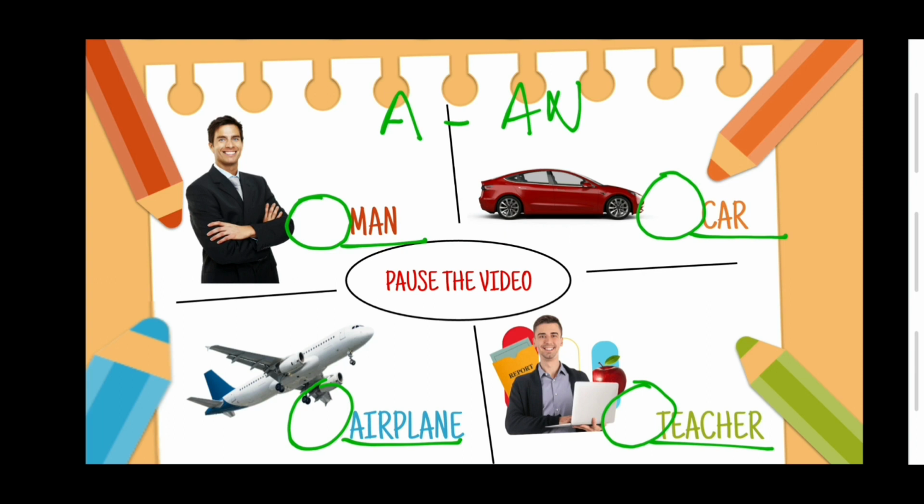Ready? Okay, the first one, let's answer this exercise together. Man, we have to say a man. Then we have car. And the correct answer is a car. Then we have the word airplane. Remember, airplane is a noun, it's an object. So in this case, the correct answer is an airplane. And last but not least, we have the word teacher. Teacher is a noun. And the correct answer is a teacher.